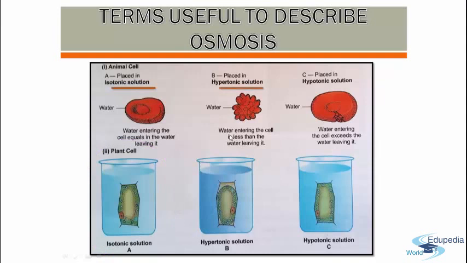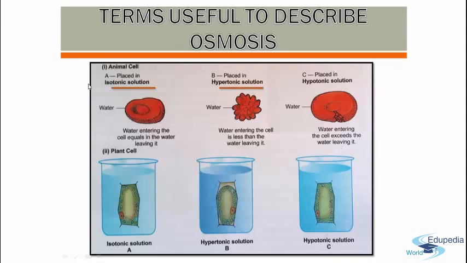Then we have hypertonic solution. It is a solution with greater solute concentration. In the image, you can see when the animal cell is placed in hypertonic solution, the water entering the cell is less than the water leaving it. That is hypertonic solution. Then we have hypotonic solution. What is this? Hypotonic solution is a solution with a lower solute concentration. In this case, water entering the cell exceeds the water leaving it.